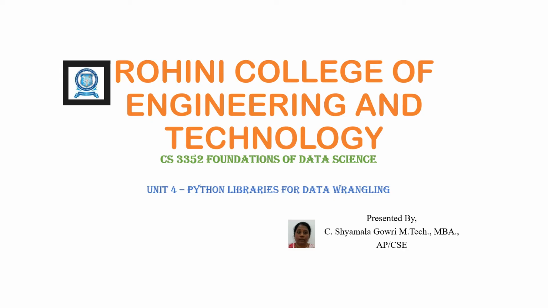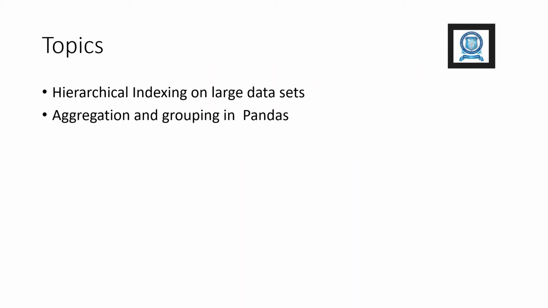CS3352 Foundations of Data Science, Unit 4: Python Libraries for Data Wrangling. I'm going to explain the topics hierarchical indexing on large data sets, and aggregation and grouping in pandas.